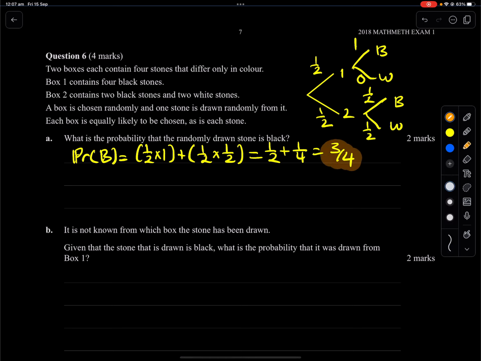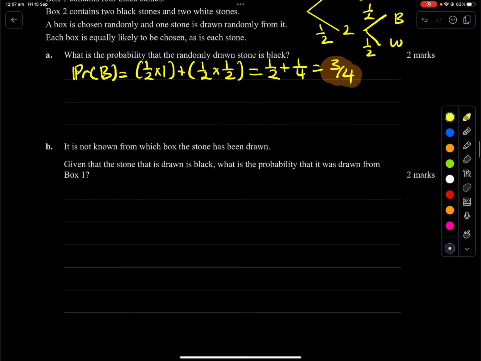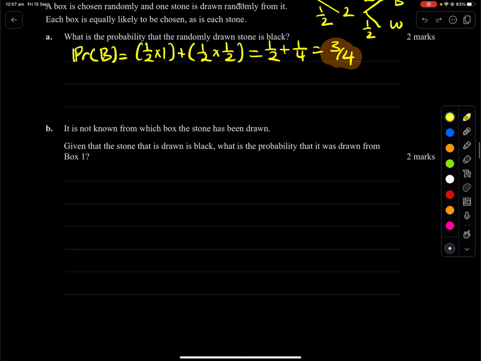Okay. Next question. It is not known from which box the stone has been drawn. Given, so just seeing the word given, I know it's conditional probability. Given that the stone that is drawn is black, what is the probability that it was drawn from box 1? So we want the probability that it was drawn from box 1, given that the stone is drawn black.